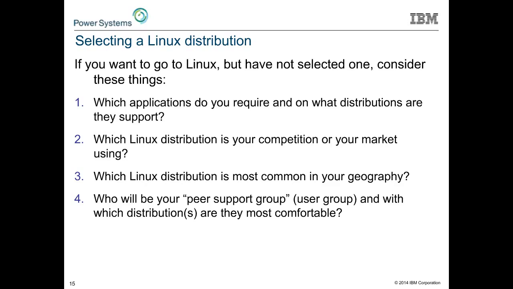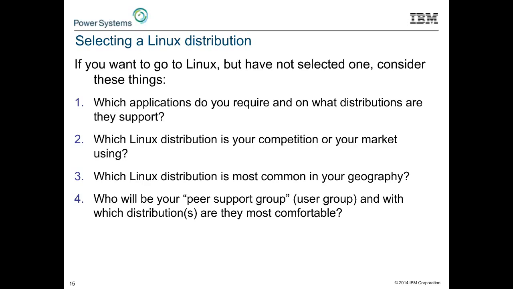Third thing, think about your geography. If one looks at the worldwide distributions of Linux and then looks at the geographic distributions of Linux, you will find trends like Red Hat is the dominant Linux vendor in the United States. However, in Europe, SUSE tends to be king. Makes sense. Their headquarters are in each of those areas respectively. So things like geography may play a role in your considerations.